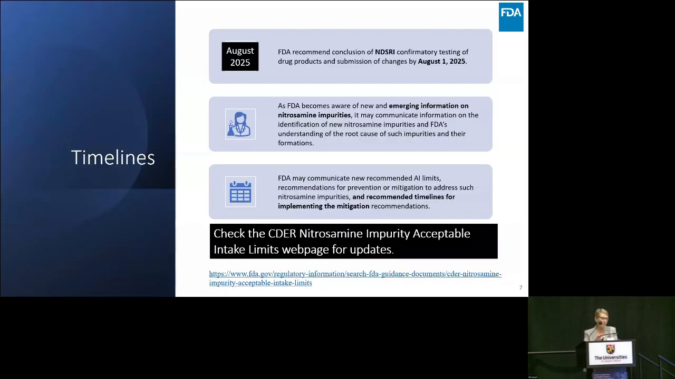I'm not going to go into much of the timeline stuff, but you should pay attention to the date at the top of the slide, August 1st, 2025. Both the RAIL guidance and the new nitrosamine guidance inform industry that by August 1st, 2025, the testing for NDSRIs, as well as any reporting of changes made in the manufacturing process, should be submitted to the agency.